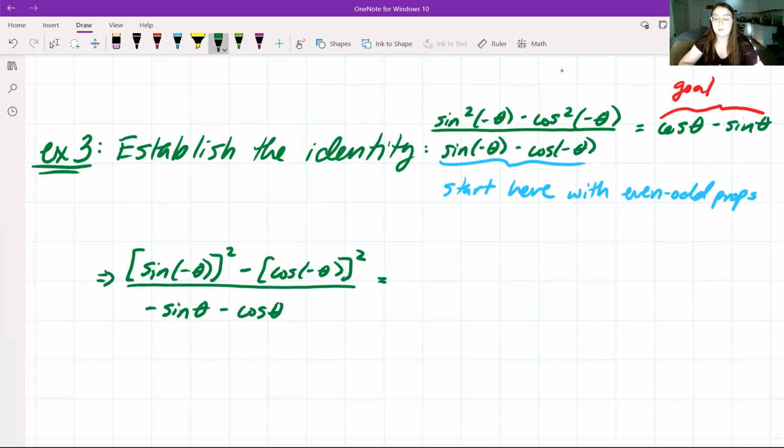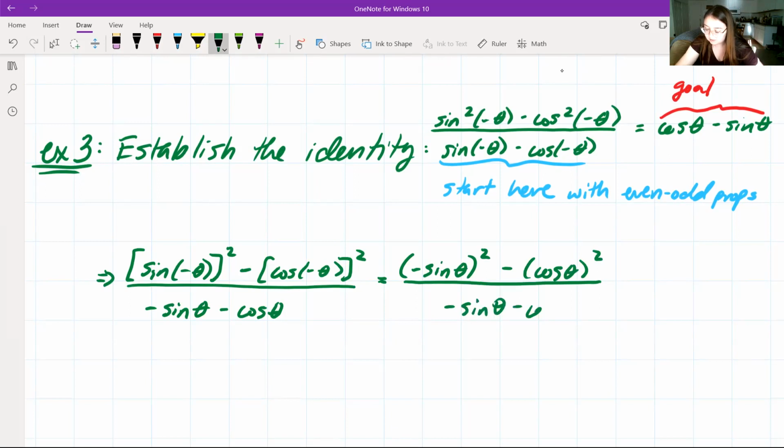Then we can use our even and odd properties on the terms that we're squaring. So sine of negative theta we know is negative sine of theta, which we don't need the square brackets anymore. This is squared. And then we have minus just cosine of theta squared. And this is going to be all over negative sine of theta minus cosine of theta. When we square them, negative sine squared theta becomes positive. So we get sine squared theta minus cosine squared theta, all over negative sine of theta minus cosine of theta.